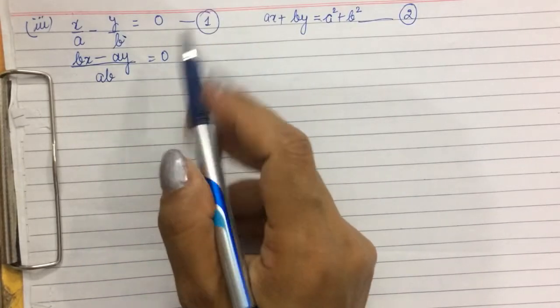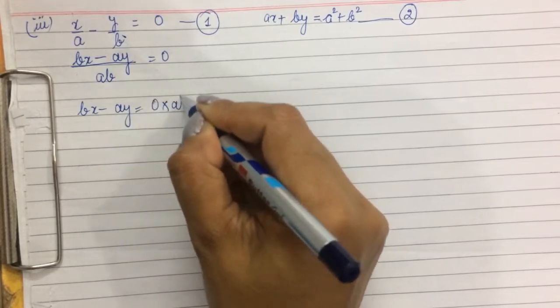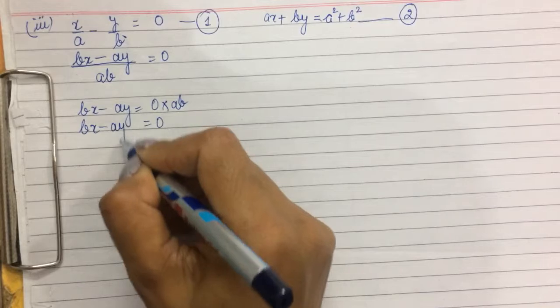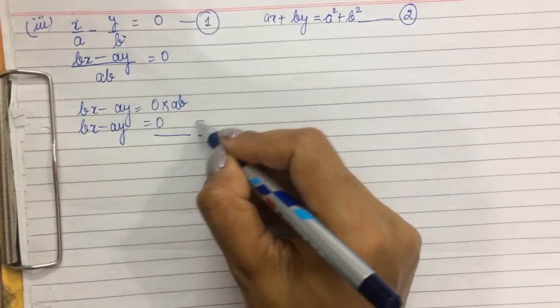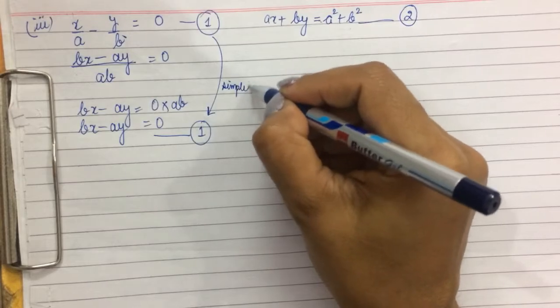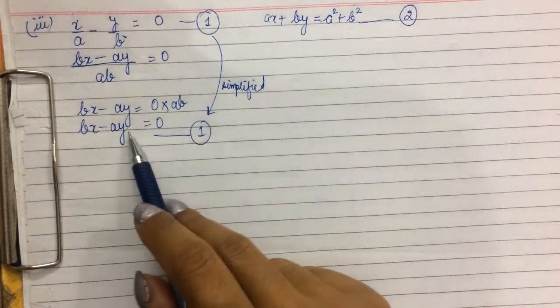Transpose this ab to the right hand side. It will be multiplied with 0. This becomes 0 on the right hand side. So this is the first equation simplified. You could use a new number, I'm just referring to this as 1. Now I'm going to solve these two.